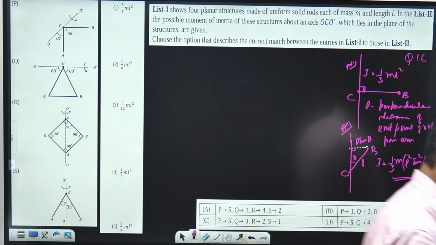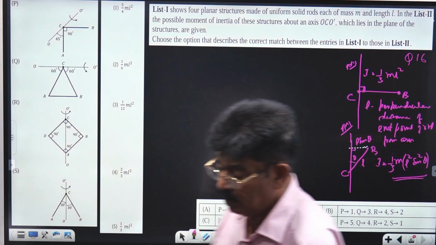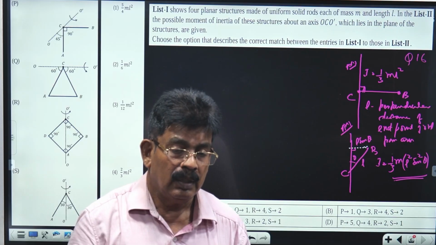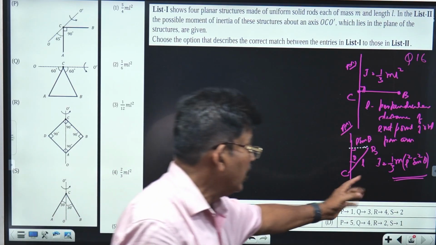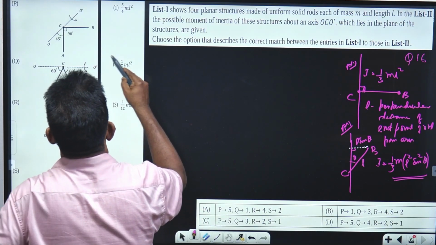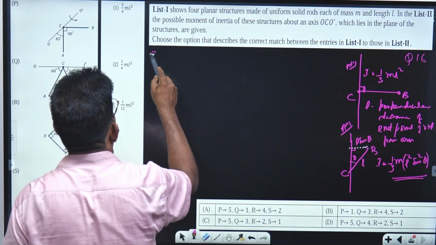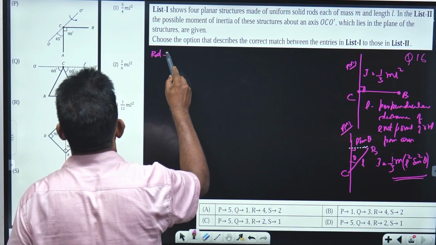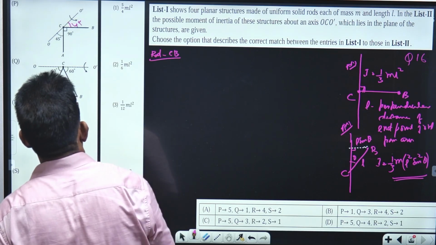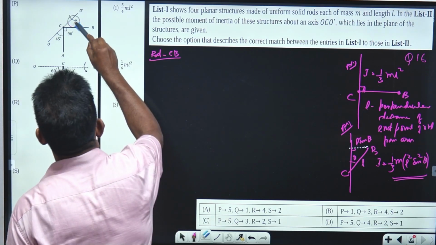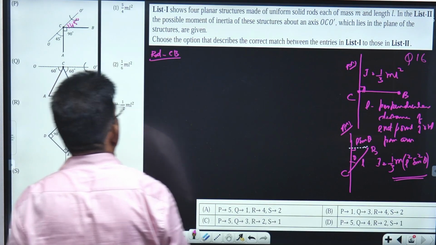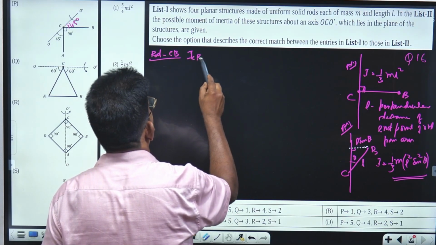With this generalization, we can enter into our problems. In all the problems I told you, we have to find the moment of inertia of the rod about an axis passing through one end, so everywhere I can use this. Now I come to P. In P, I take rod CB, angle is 45 degree. Rod AB, angle is 45 degree. Then the moment of inertia of the rod CB.